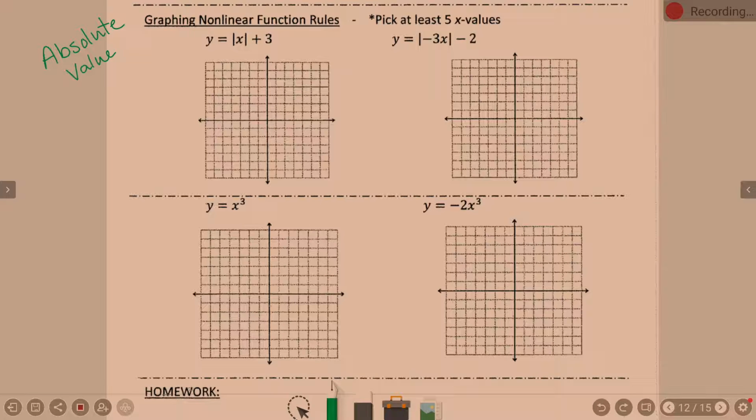Now, we're going to graph these the same way, though. It's just they're not going to be straight lines anymore. Absolute value makes a different shape. Notice what I said here. Instead of just 3 values this time, I want 5. And the reason I want 5 is because they're not just a straight line. So we need more than just 3 to be able to see what's going on.